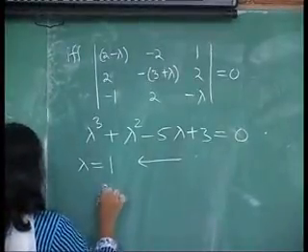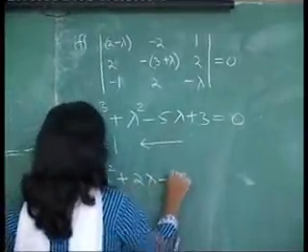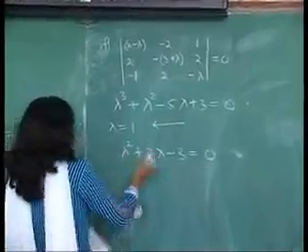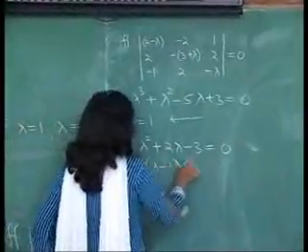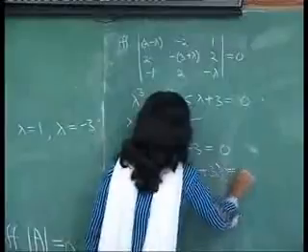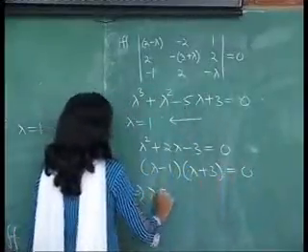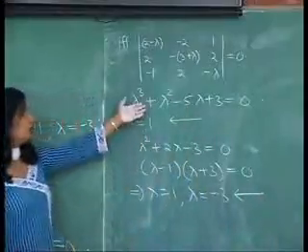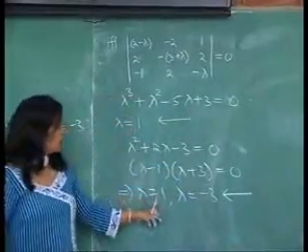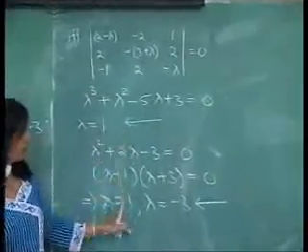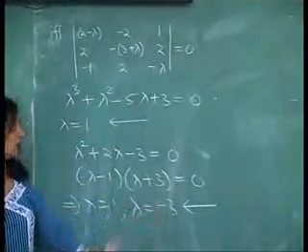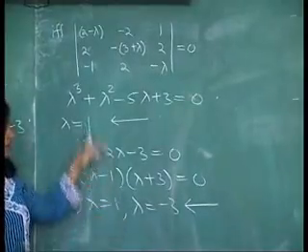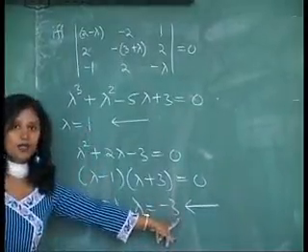The other factor that we get is lambda square plus 2 lambda minus 3 equal to 0, and when I factorize this, I get (lambda minus 1) into (lambda plus 3) equal to 0. That means lambda is 1 or lambda is minus 3. So the 3 roots of this equation are 1, because 1 is repeated, and minus 3. That's why this homogeneous system will have a non-trivial solution if lambda is 1 or minus 3. That's all.